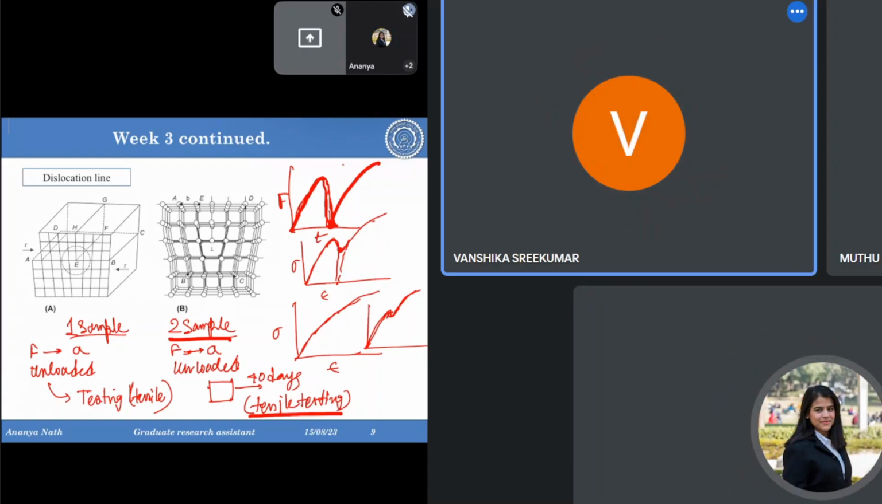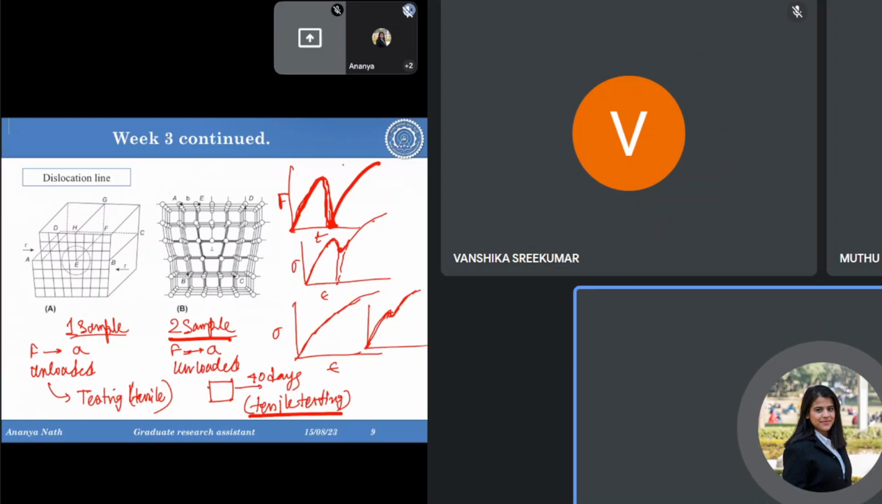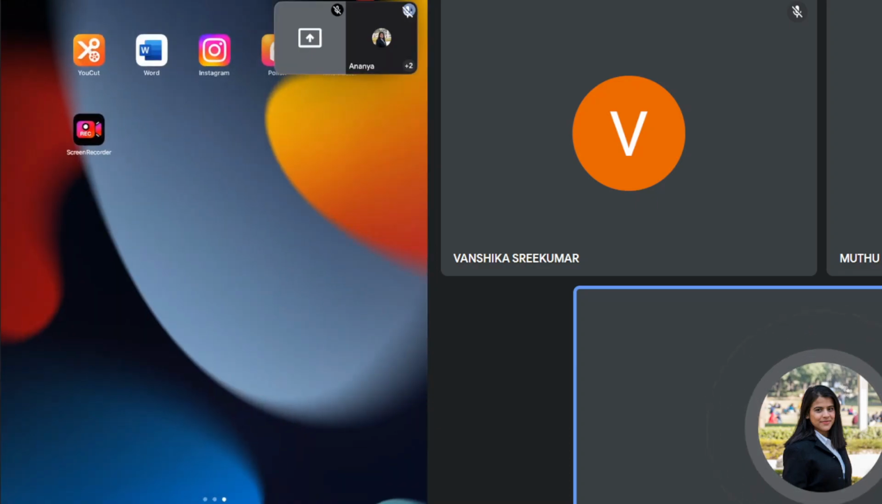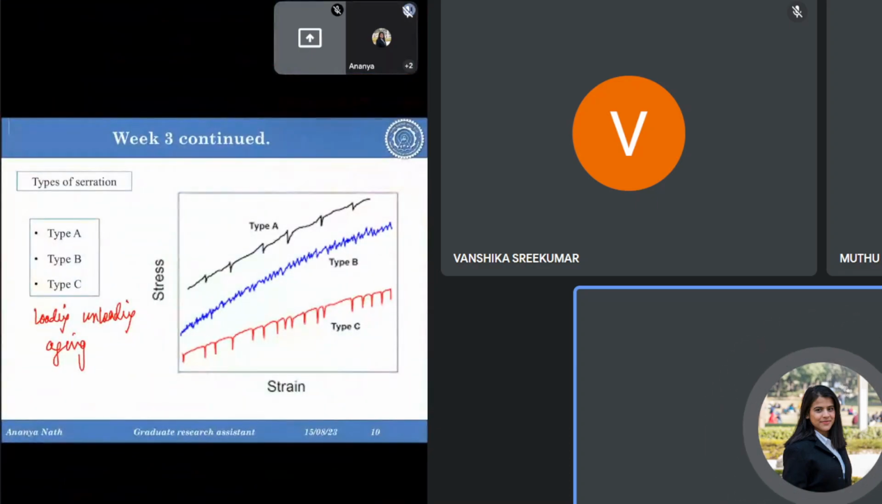So now the aging part is done, and we'll move on to dynamic strain aging. This was one part, where there are three types of such aging also; we'll come to that point. There is loading, then unloading. After unloading, we are aging. We are just keeping the material for some time, and then we are reloading. And at the time of reloading, the yield point reappears.